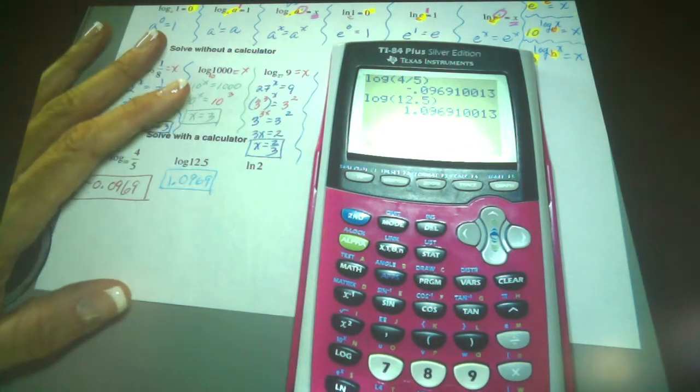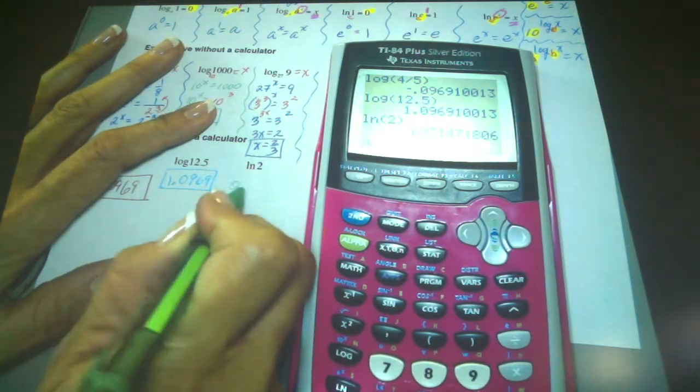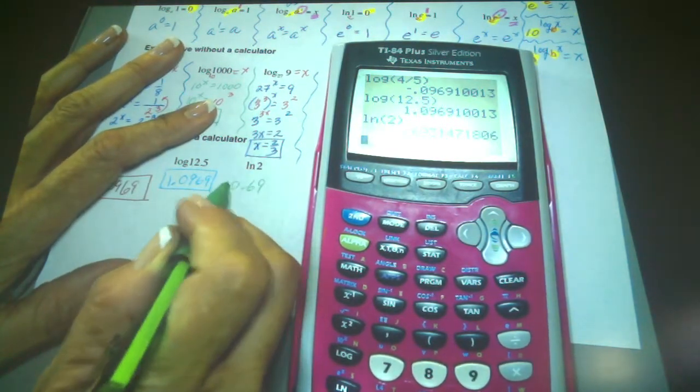Log of 9. Natural log of 2 is going to be 0.26931.